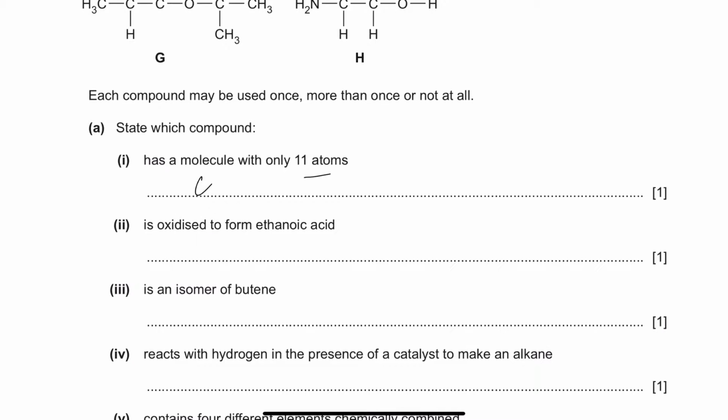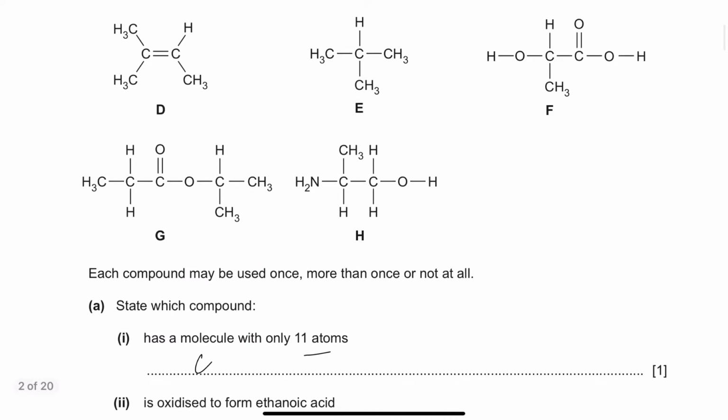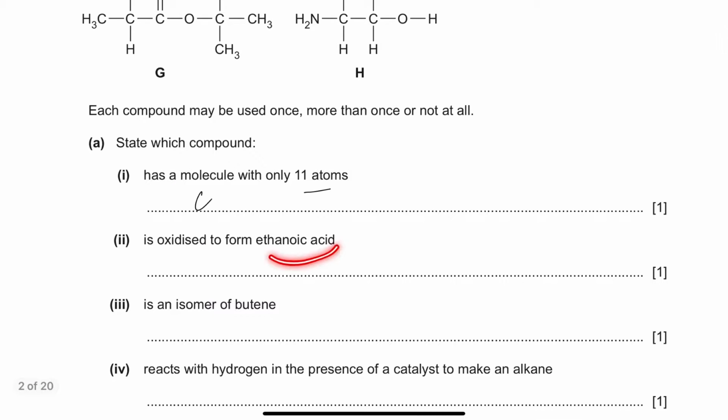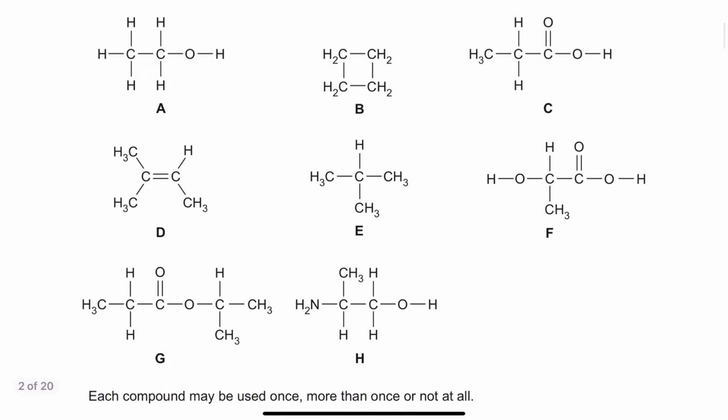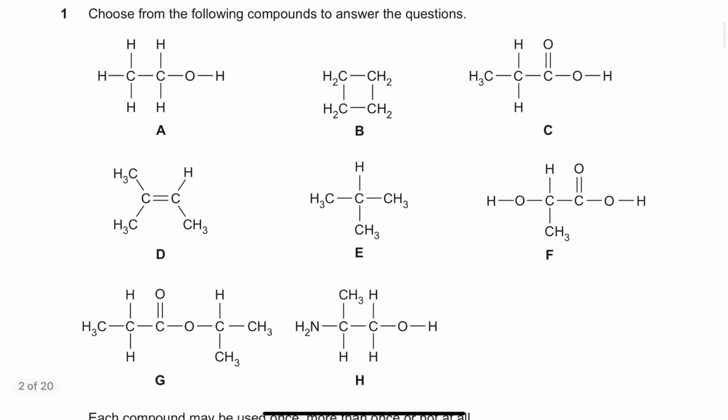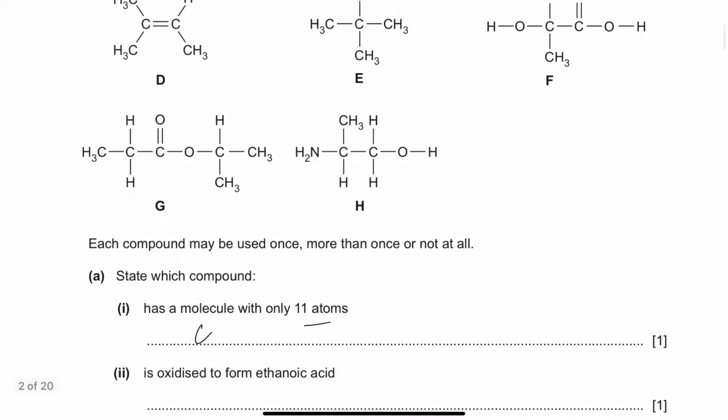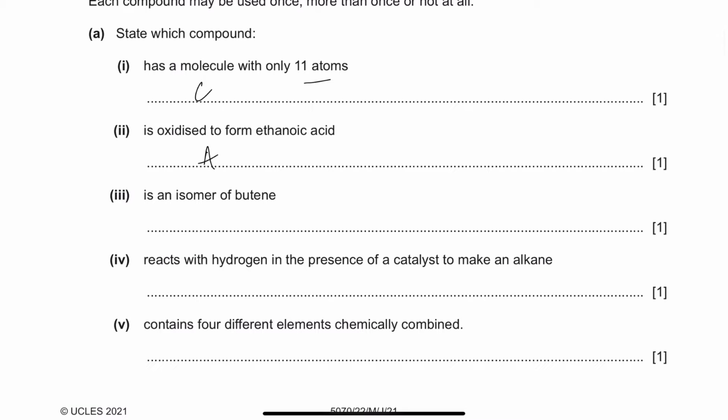Now part 2 says is oxidized to form ethanoic acid. Now what should be oxidized to form ethanoic acid? Obviously ethanol should be oxidized to form ethanoic acid. So let's check which one is ethanol with us, and right here the first compound meth, eth, and it has an OH, so that is ethanol absolutely. Therefore A is gonna be that compound, right?